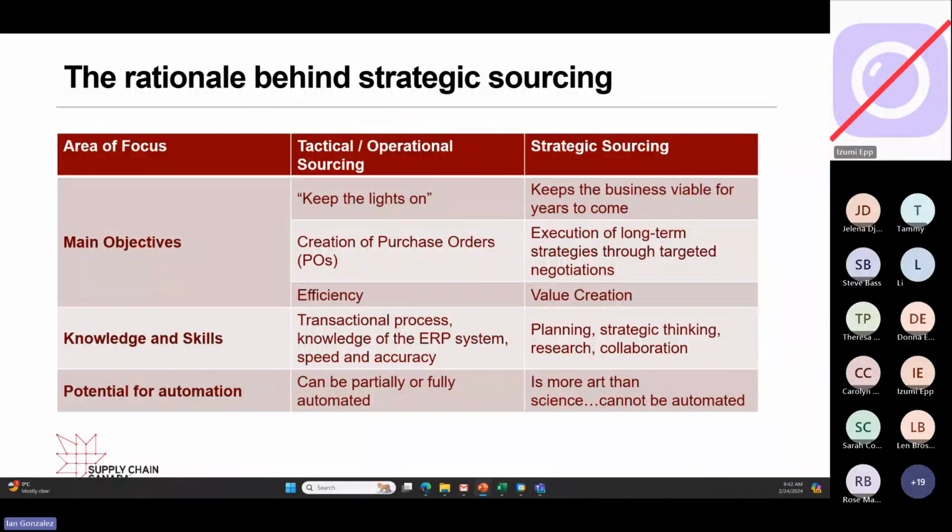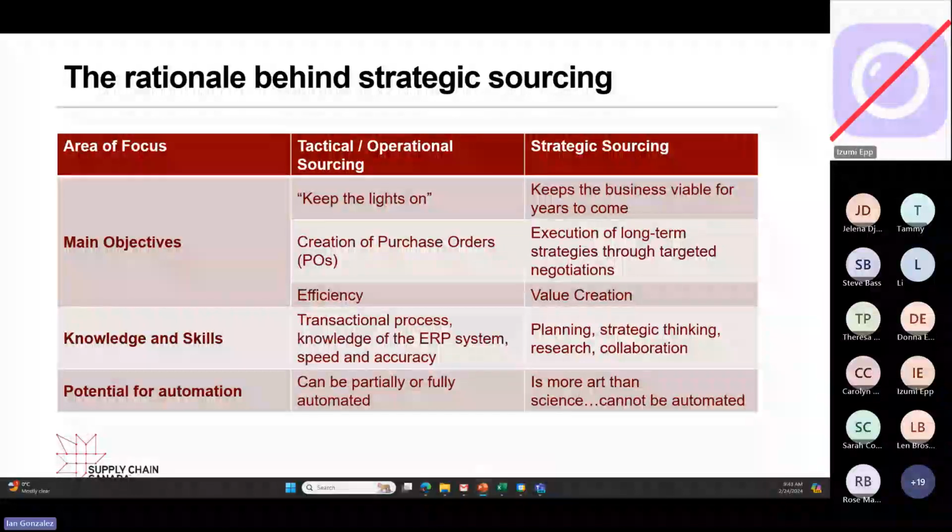So let's compare and contrast. In the areas of focus of objectives, knowledge and skills, and the potential for automation, here's the difference between tactical or traditional operational sourcing and strategic sourcing. The objective in your traditional procurement ops is to keep the lights on, just make sure everything's running, at whatever cost. But strategic sourcing is keeping the business viable for years to come. You're not thinking about tomorrow. You're thinking about 5 years from now, 10 years from now.